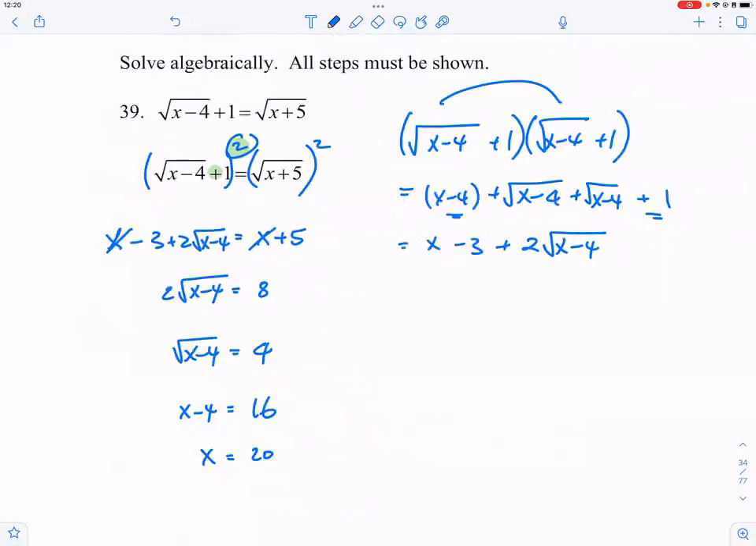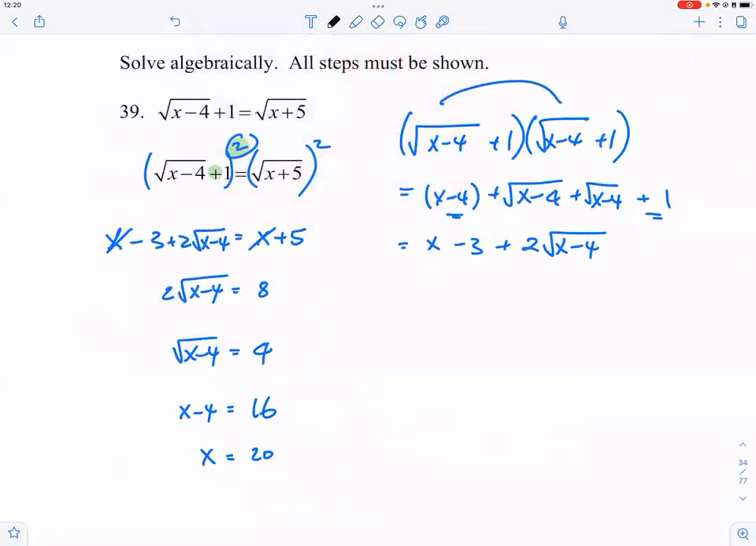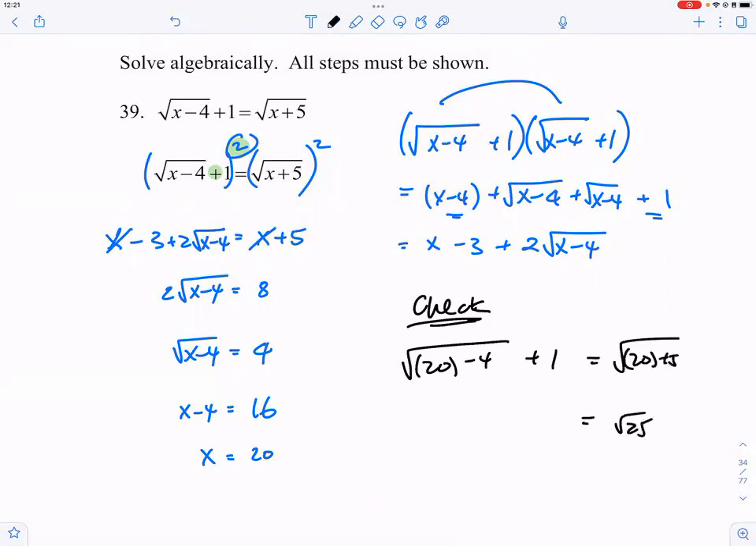All right, are we done? That's a question. Are we done? Well, we need to check, just to make sure that everything works perfectly. This is the x. We need to ask the question, is 20 our solution? Is x equals 20? So the way to check is to simply put it back into the original equation. So 20 minus 4 plus 1, and then 20 plus 5. You have 25 on the right.